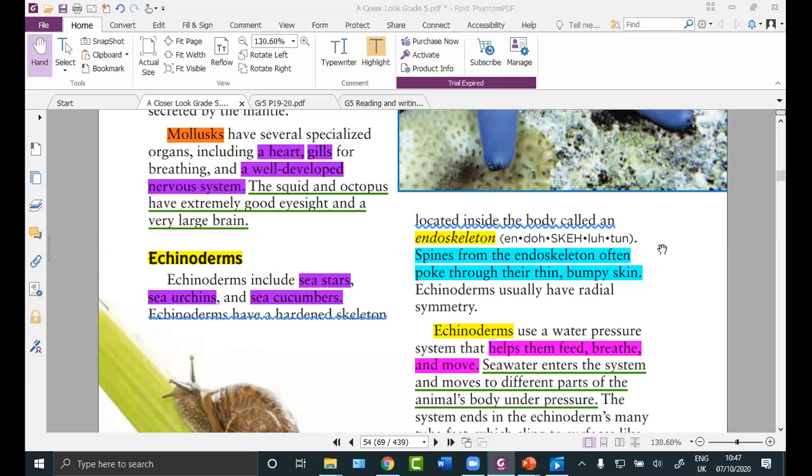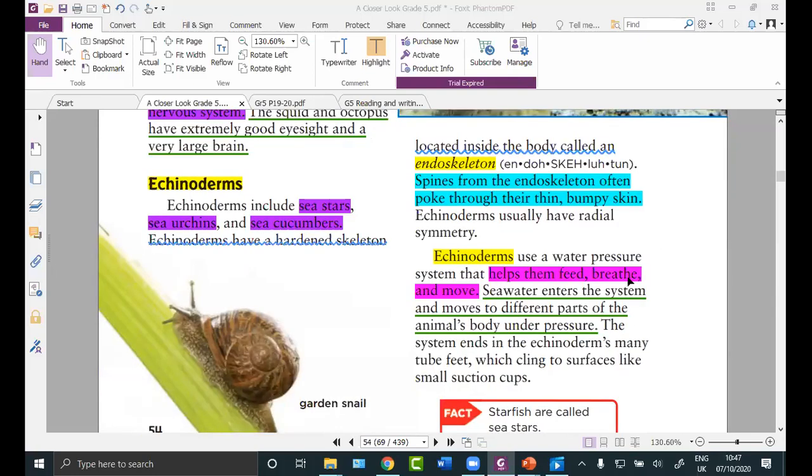Echinoderms usually have radial symmetry. Echinoderms use a water pressure system that helps them feed, breathe, and move. Seawater enters the system and moves to different parts of the animal's body under pressure. The system ends in the echinoderm's many tube feet, which cling to surfaces like small suction cups. Thank you so much, Yasin. You did well.